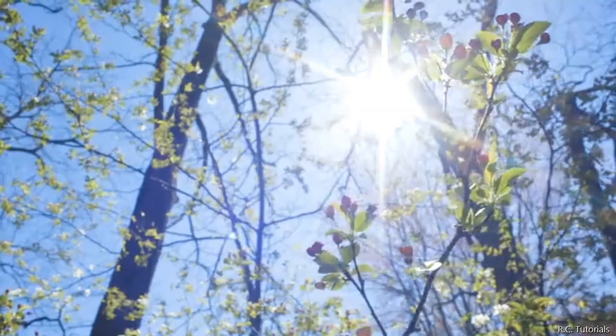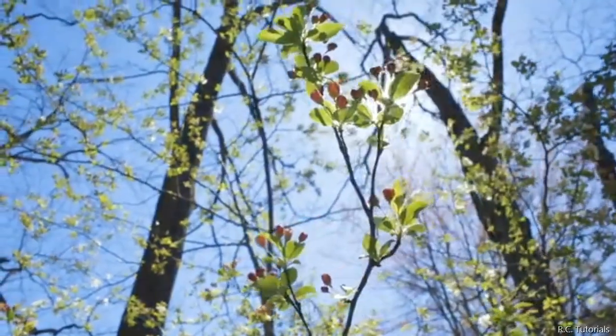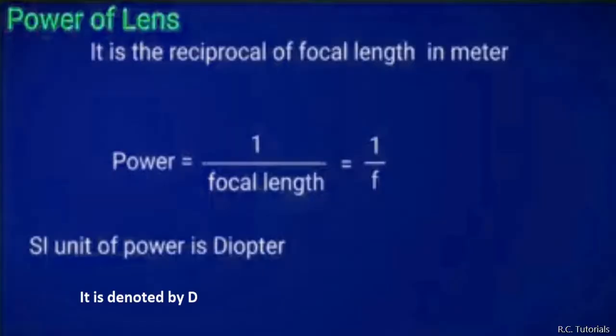We can also calculate the power of a lens by using focal length. The reciprocal of focal length in meter is known as power of a lens. That is power P equal to 1 by F. The unit of power is diopter and it is denoted by capital D.